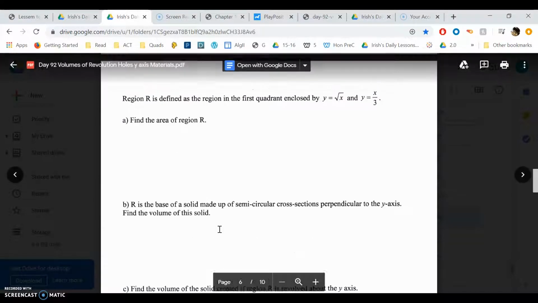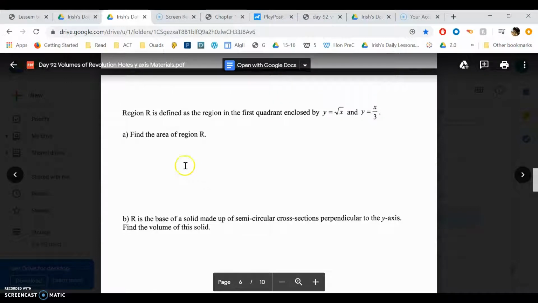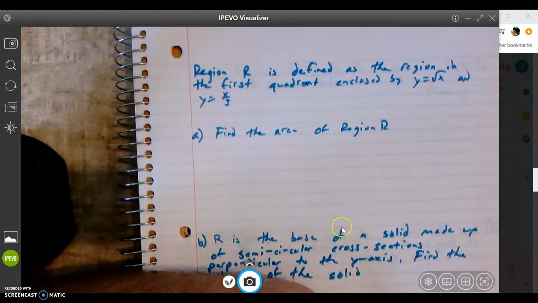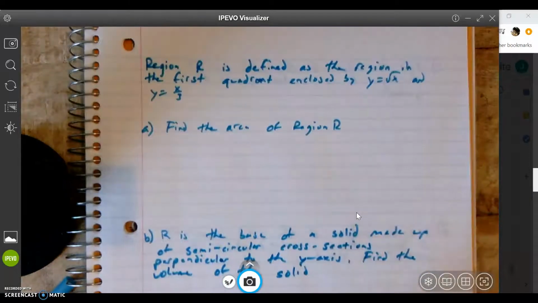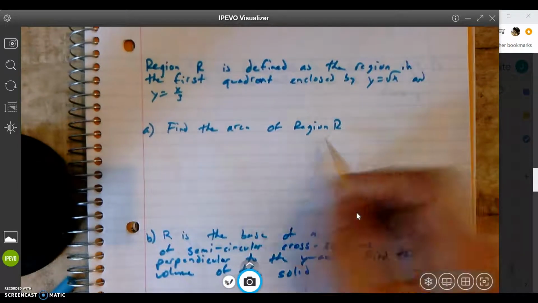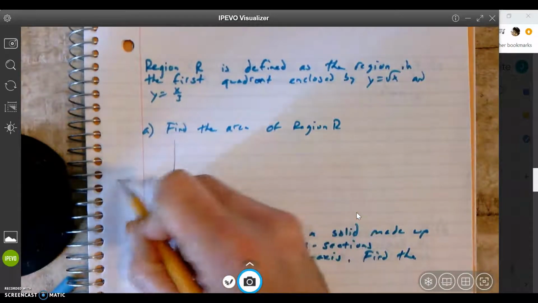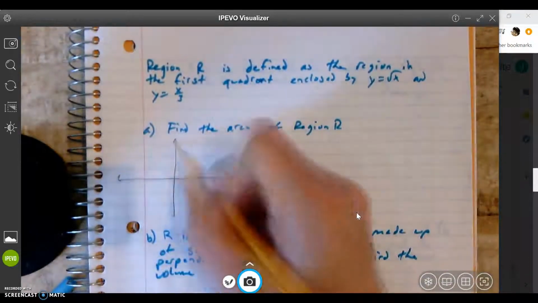Okay, so we're going to do all these together. Let's check it out. So first off, copy this down. That's like I did. Here you go. Okay, first we've got to find the area of the region. So picture, always important.